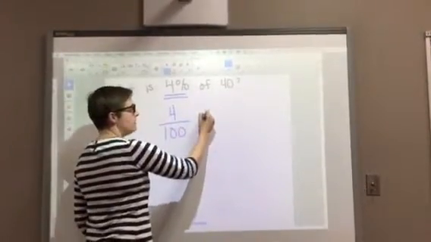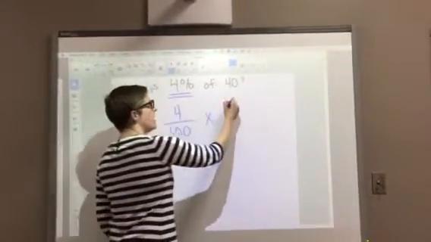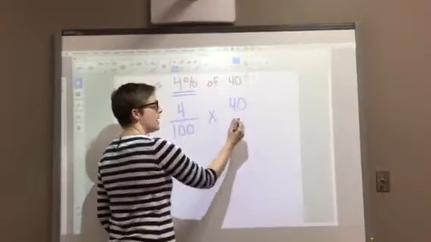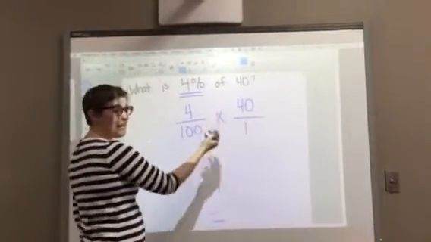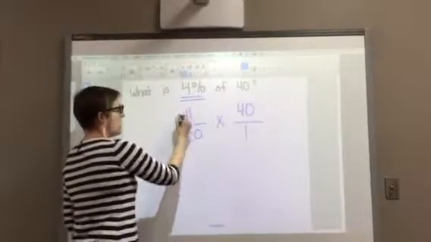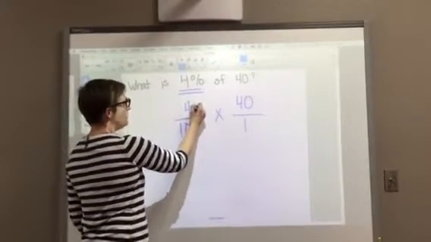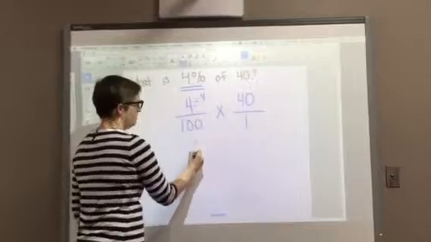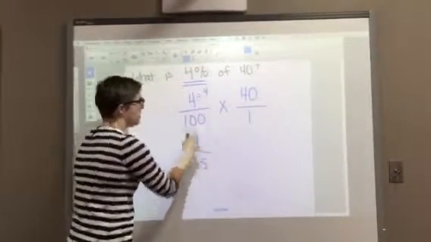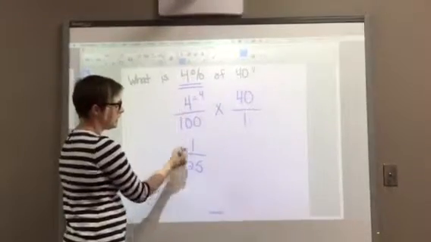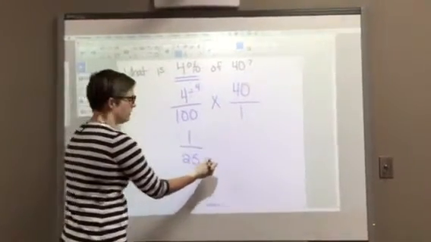numerator. Of is multiplication, and then in order to make 40 into a fraction, it's simple. I just put it over 1. Now again, I'm going to start by simplifying. I'm going to think, well, 4 divided by 4 is 1. 100 divided by 4 is 25. So I can reduce 4 over 100 to 1/25.